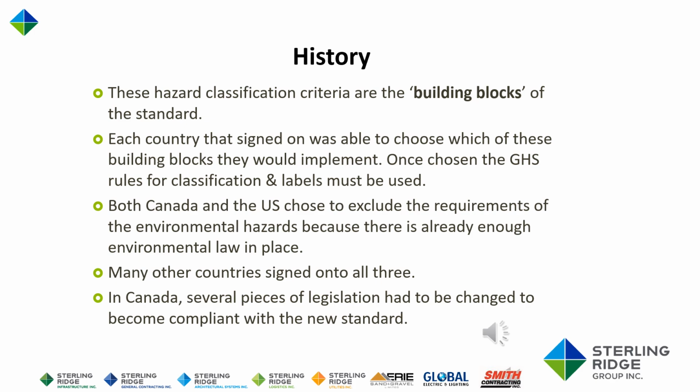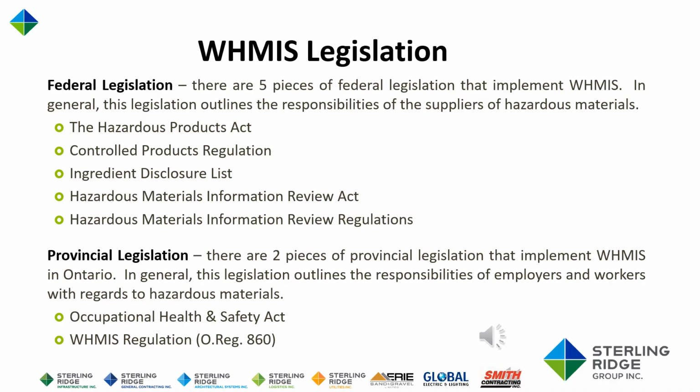In Canada, several pieces of legislation had to be changed to become compliant with the new standard. Federal legislation. There are 5 pieces of federal legislation that implement WHMIS. In general, this legislation outlines the responsibilities of the suppliers of hazardous materials. The Hazardous Products Act, Controlled Products Regulation, Ingredient Disclosure List, Hazardous Materials Information Review Act, Hazardous Materials Information Review Regulations.